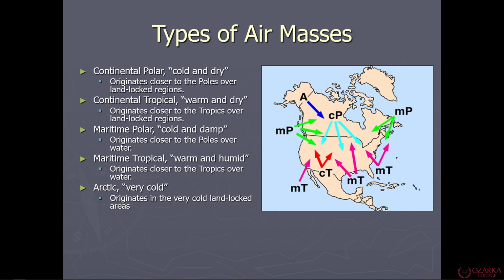You can see the MP up there. Now, maritime tropical are warm and humid, and these originate closer to the tropics over water. Now, the Arctic, or very cold, originates in very cold landlocked areas such as up around Alaska.